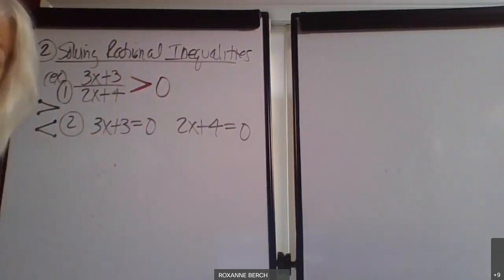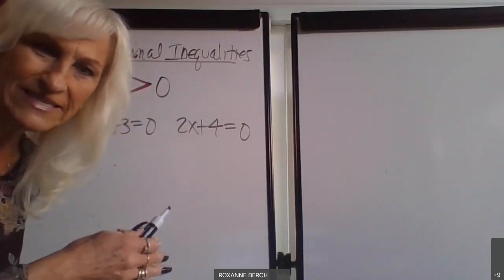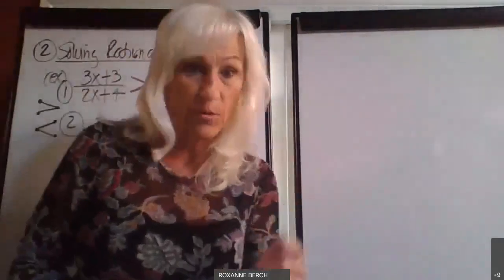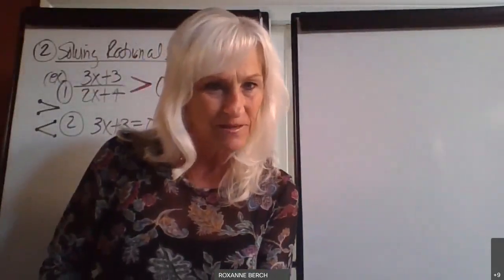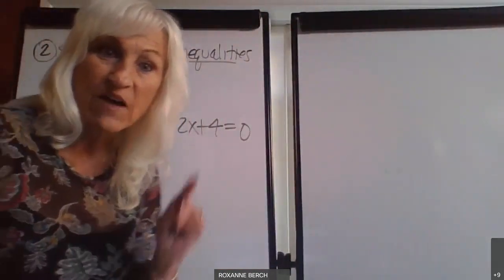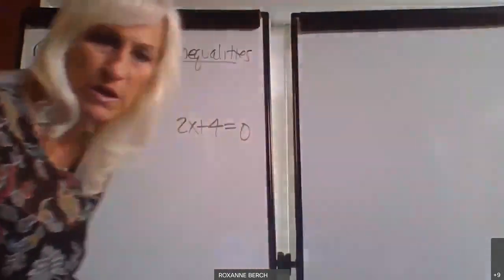All right, now guess what we're going to do? Remember what I taught in the past? Remember when I set the numerator equal to 0? Do you guys remember what we found? Remember we found the x-intercepts? And remember when I set the denominator equal to 0, we were finding the vertical asymptotes? That's what we're doing. So this isn't new.